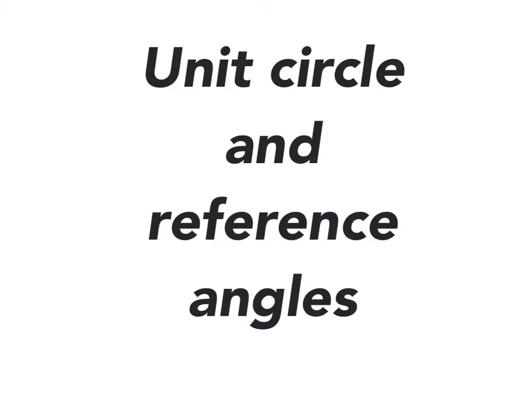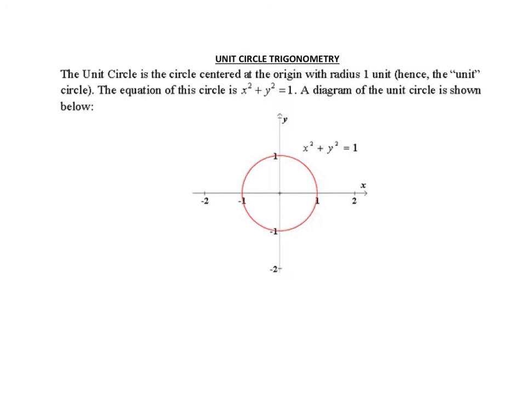Well, welcome back to our review on trigonometry. Our focus tonight is on the unit circle and reference angles. So a quick reminder about the unit circle. We should probably highlight this in our notebook here. The unit circle is a circle centered at the origin with a radius of 1.